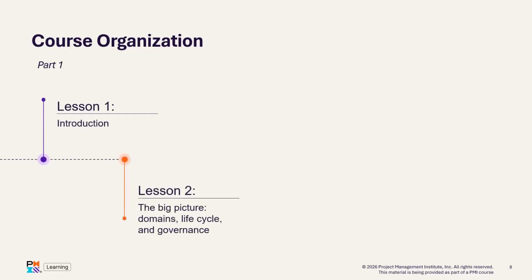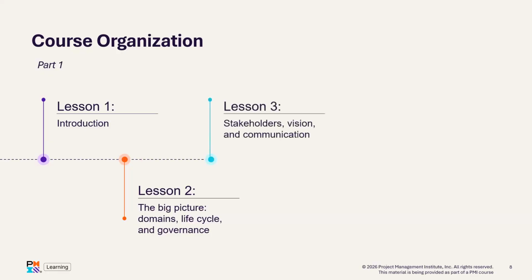The second lesson looks at the summary of everything, the big picture, where we are going to look at the domain, project lifecycle, and governance. All right. The third lesson looks at stakeholders. Every project has got stakeholders. So we need to understand the stakeholder concepts, the vision of the project, and the vision of the stakeholders as far as the project is concerned.